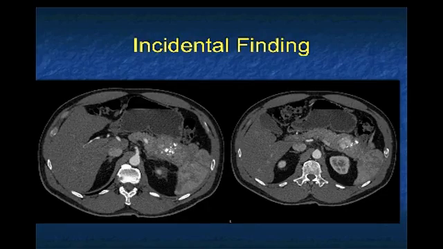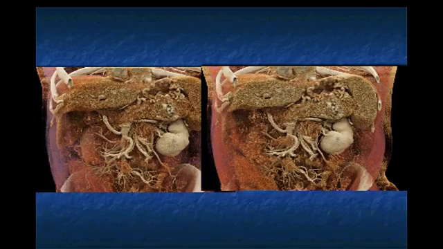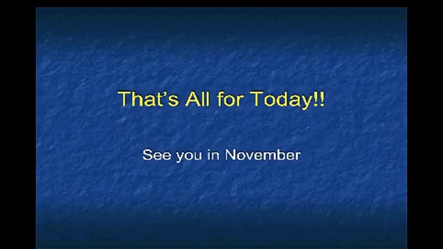Another case, mass, tail of pancreas, coarse calcification, slightly enhancing. Calcifications can be seen with mucinous cystic neoplasms, with SPEN tumors, with serous tumors. But when you have a mass with coarse calcifications and enhancement, I gotta be thinking about a neuroendocrine tumor. And this was nicely shown on the cinematic rendering as well. A neuroendocrine tumor with calcifications. Coarse calcifications, again, very common.